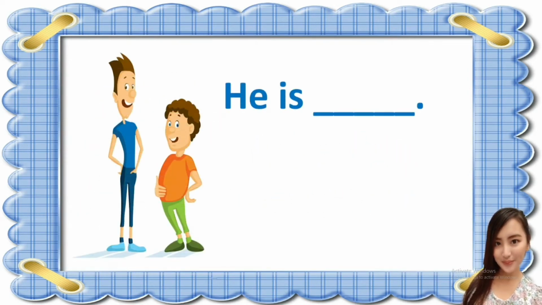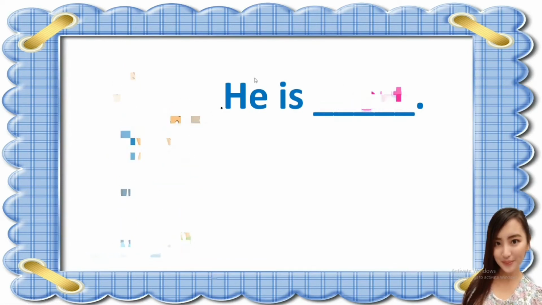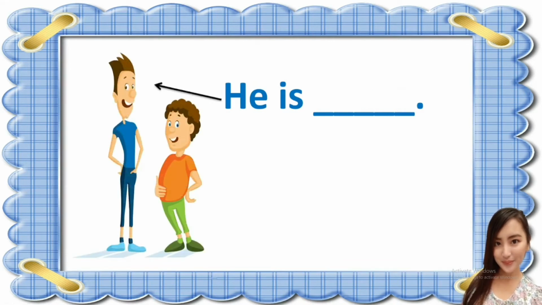Next, how about this one? He is short. He is short. This adjective describes the pronoun he. Next, he is tall. He is tall. Tall is an adjective that is used to describe the pronoun he.